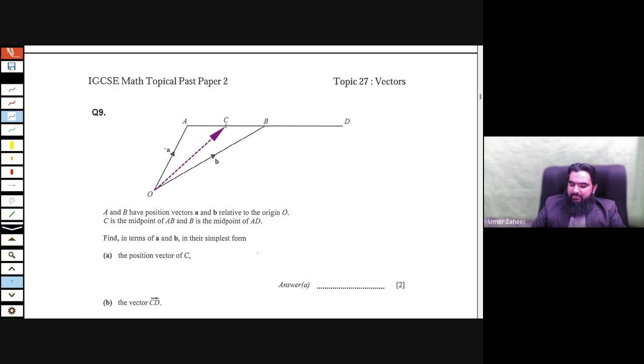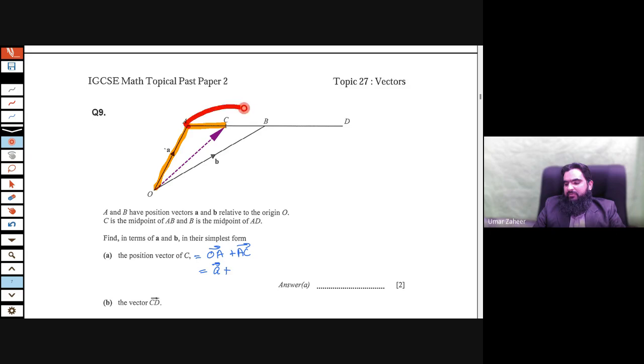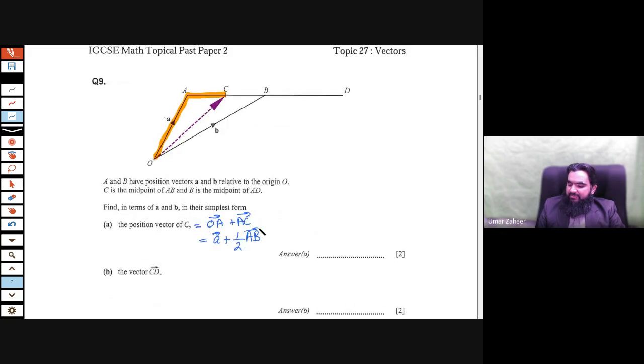From which path do we have to go? You have two options. I'm going to choose this one. I will move from O to A and A to C. So OC is OA plus AC. OA is a. Now it is given that AC is half of AB. So AC is equal to half of AB. Now we'll find the vector AB.